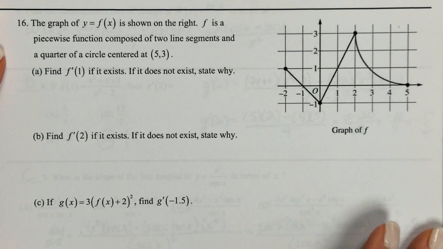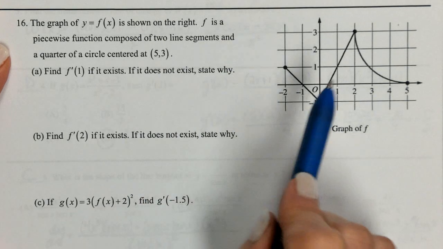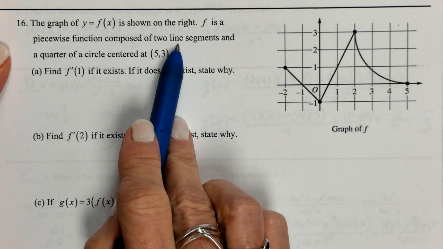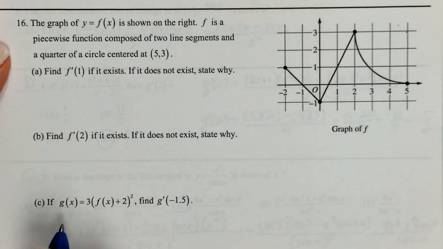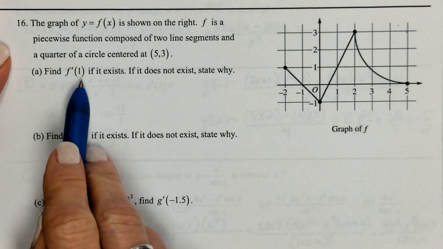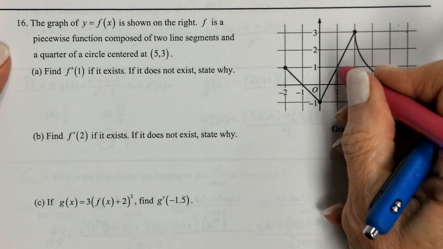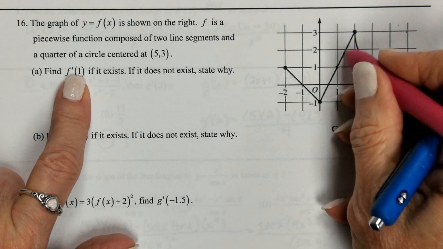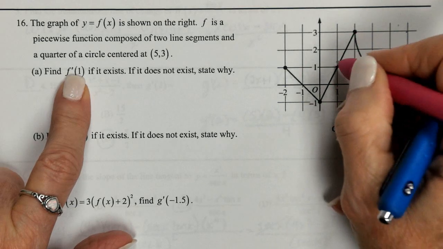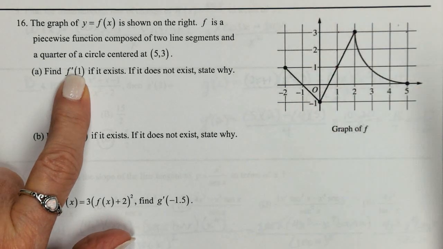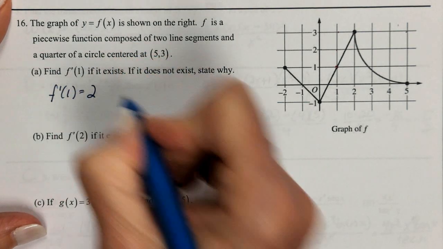Okay, number 16. The graph of f is shown. It is a piecewise function composed of 2 line segments and a quarter of a circle centered at 5, 3. There's the center. Okay, find f prime of 1 if it exists. Well, I go to where x is 1. F prime is the slope there. What is the slope of that line? The slope of that line is 2 because I go up 2 over 1. Slope of that line is 2. So f prime of 1 equals 2.